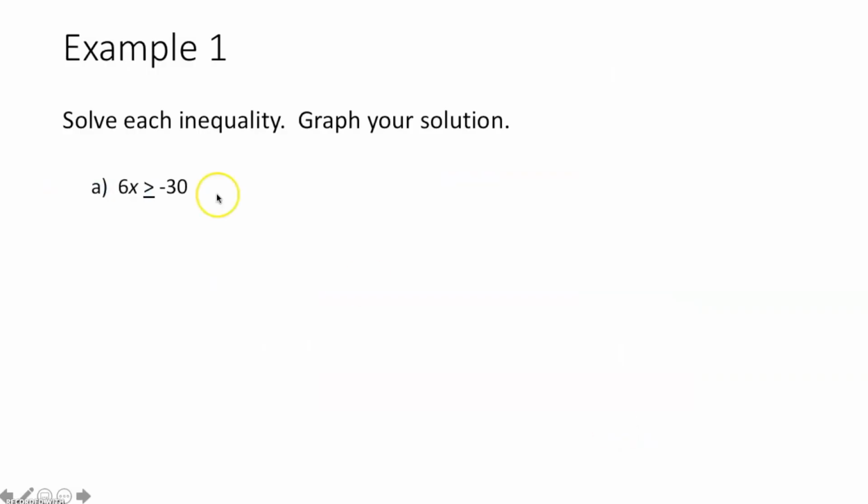Example time. Example 1 says solve each inequality, graph your solution. So here we have 6x is greater than or equal to negative 30. So let's go ahead and do it. Simplify, move, solve. Can I simplify? No. Can I move my variable left? Already done. Move constants to the right. So this 6 has to go.